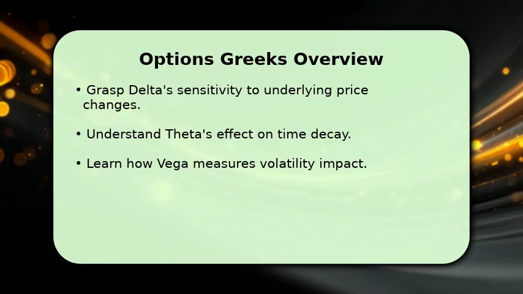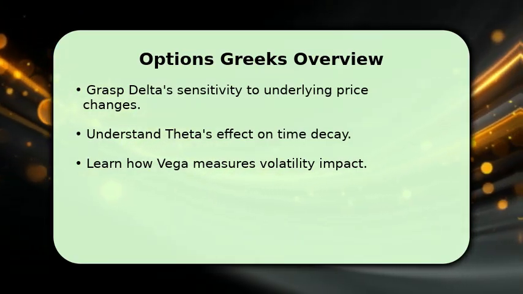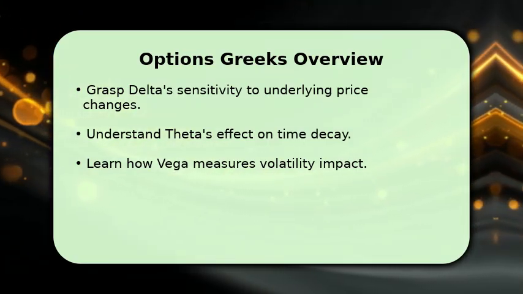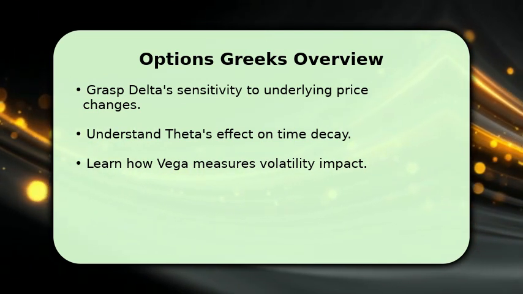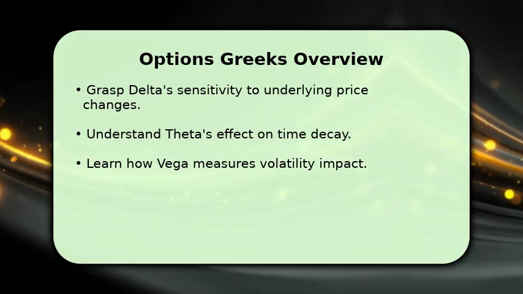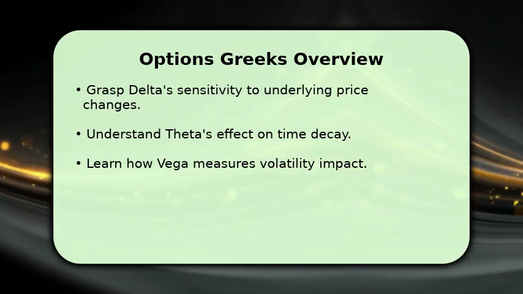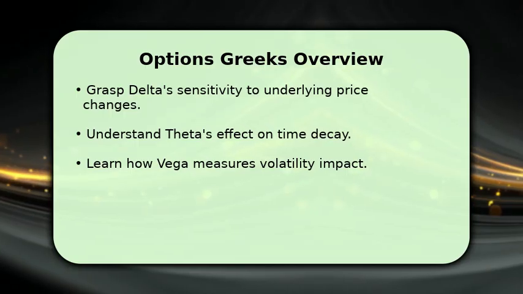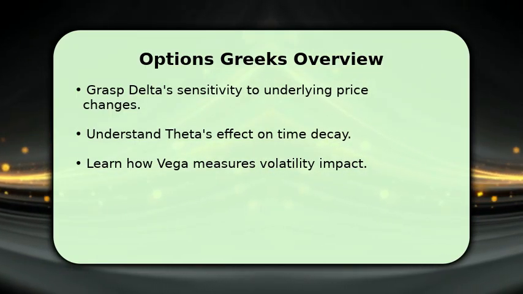Now, let's dive into the options Greeks, which are vital for risk management. Delta tells you how much an option's price might change for every $1 move in the underlying stock. Theta measures the rate of time decay, showing how much value an option loses each day. Vega indicates an option's sensitivity to changes in implied volatility, helping you assess market sentiment.